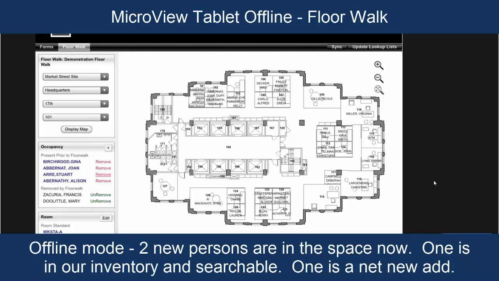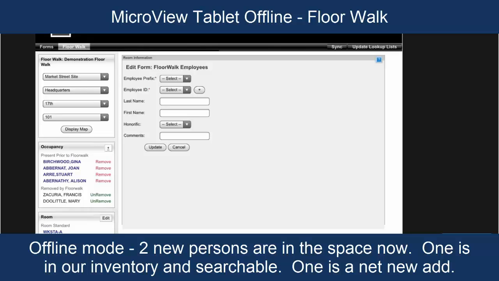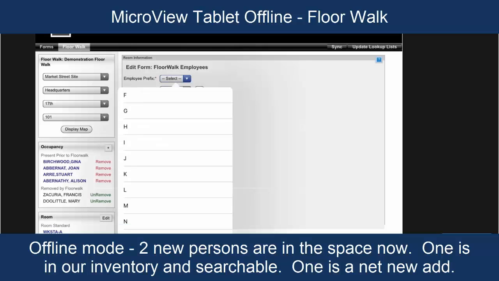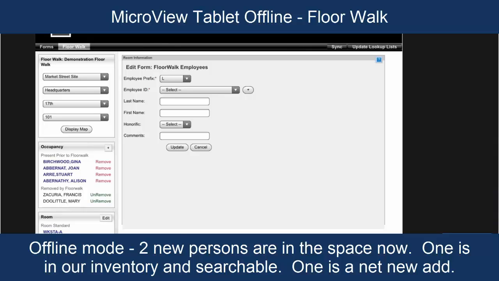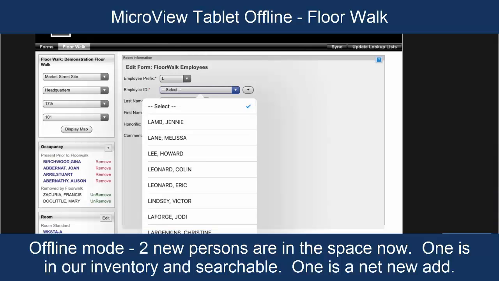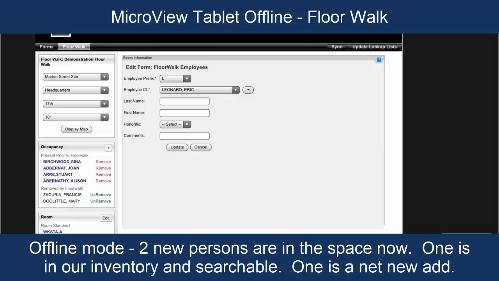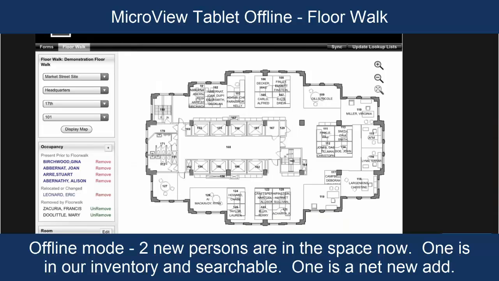There's probably 6 desks in here, and there's 2 more people sitting in here now. So we're going to add the new folks that we found back. An easy way to do that is to look them up by last name in the database. We'll find some folks with an L last name. We're going to say Eric Leonard is sitting there. You can also update information about that person's other attributes. We're not going to do that here. Click update, and it will show Eric Leonard as being added to the room.